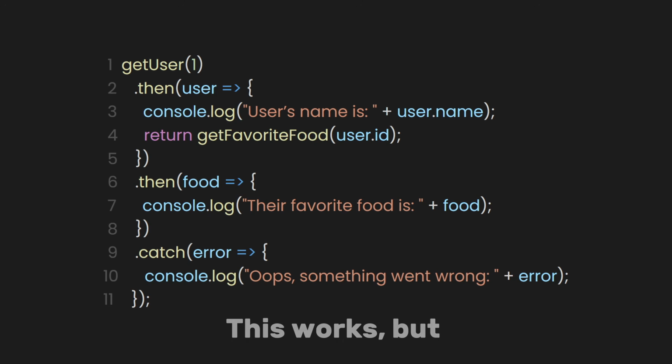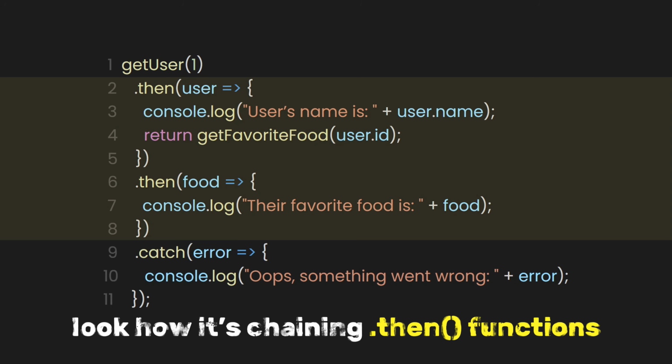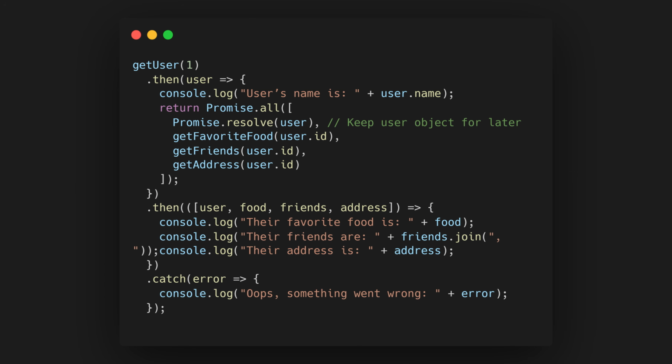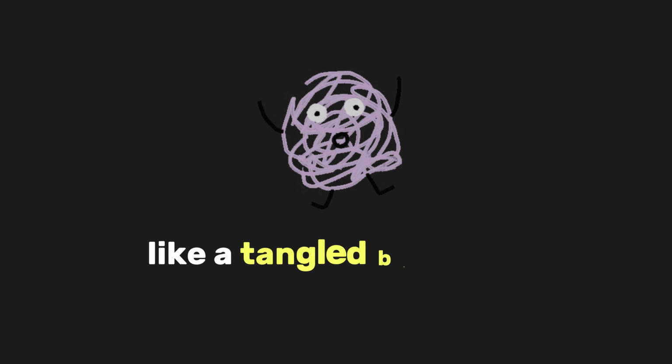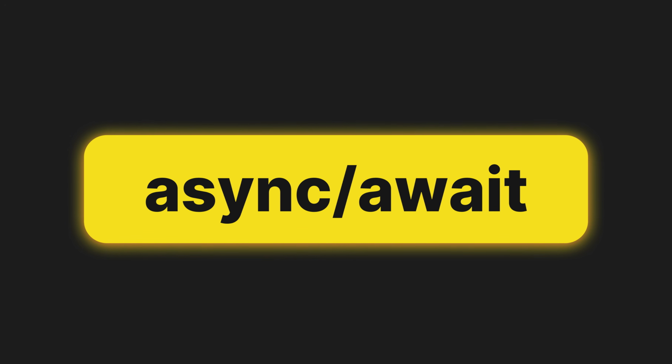This works, but look how it's chaining .then functions. If we add more steps, like fetching the user's friends or address, it gets even messier, like a tangled ball of yarn. Now let's use Async Await to do the same thing.